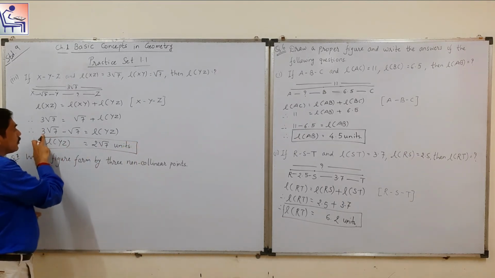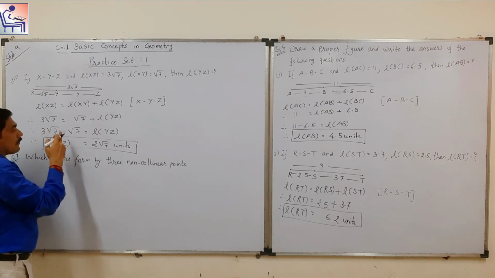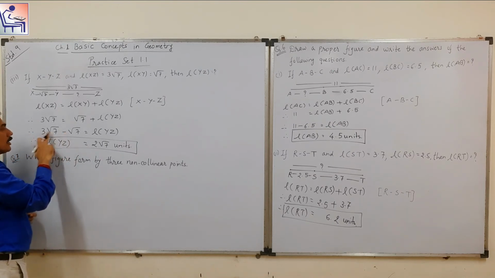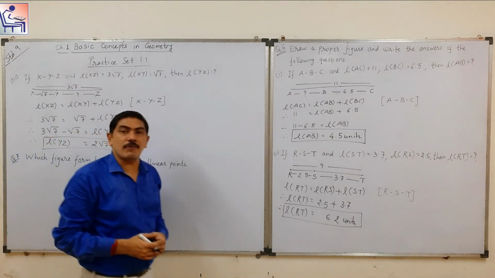Remember, 3 root 7 minus root 7, so it becomes 3 root 7 minus 1 root 7. Here we have to assume 1, so 3 minus 1 is equal to 2, so it's 2 root 7 units.